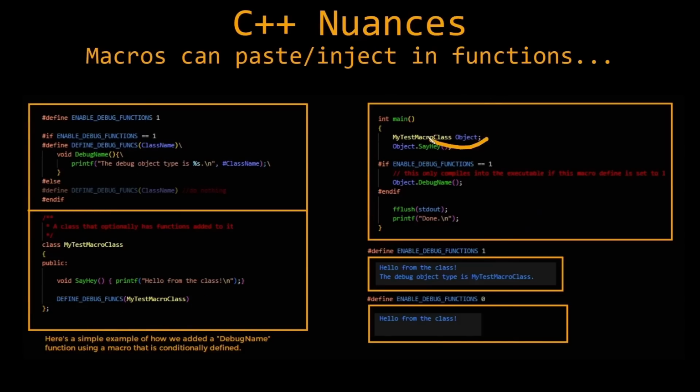And so in main here, I make an object type, call the say hey function, and I say if the debug functions are enabled, call the debug name. And you can see if it's enabled, I see the hello, and I also see this debug func with the type name. If it's disabled, I only get the first thing. So that's how macros can be used to copy and paste functions into types, which is used extensively in these generated files.